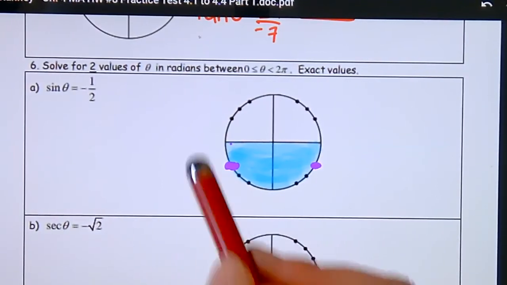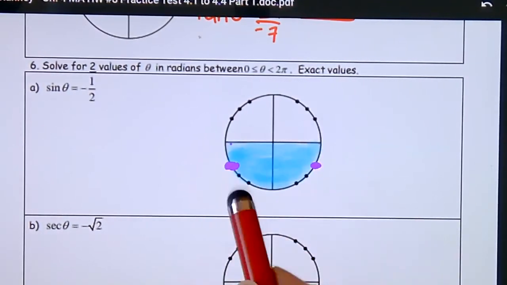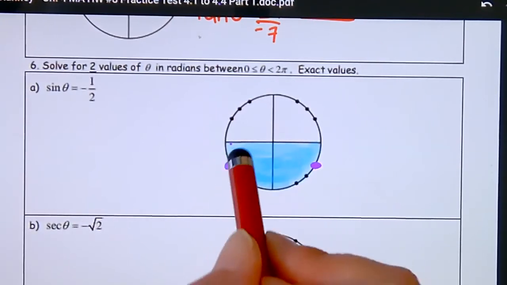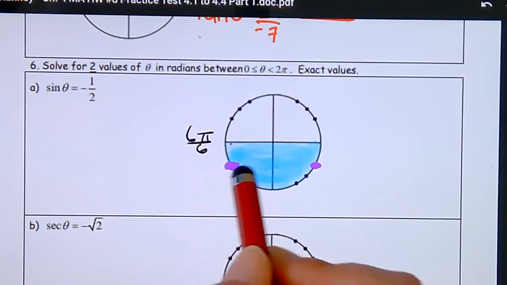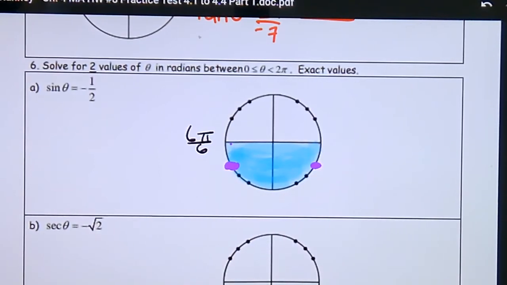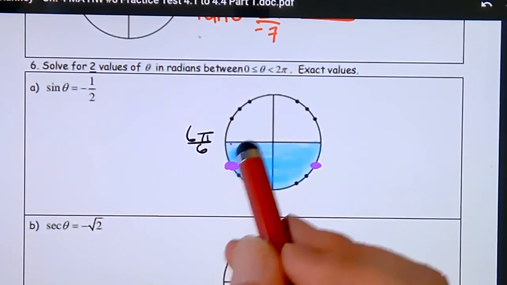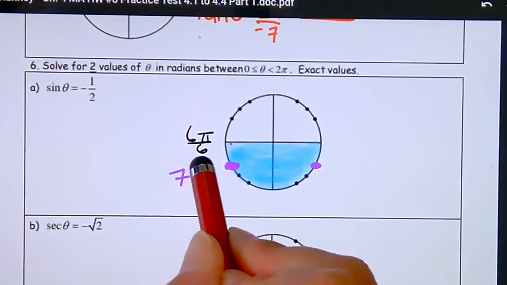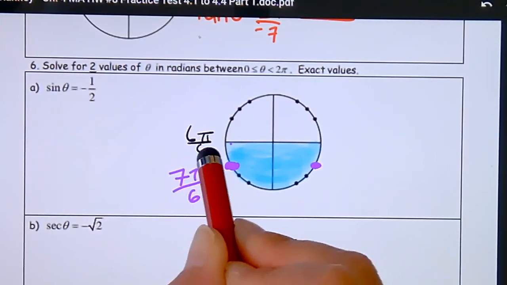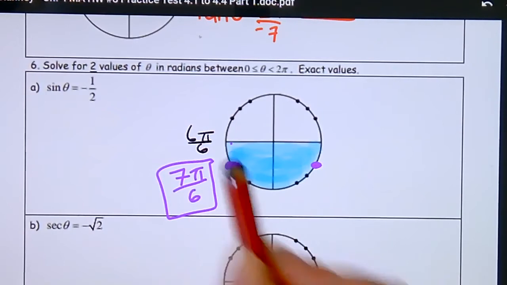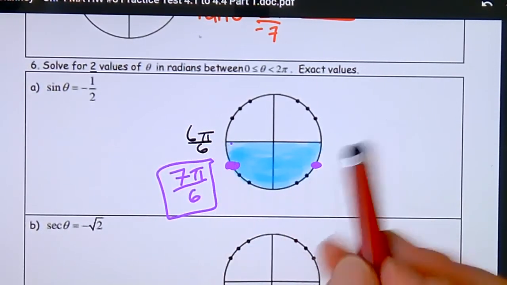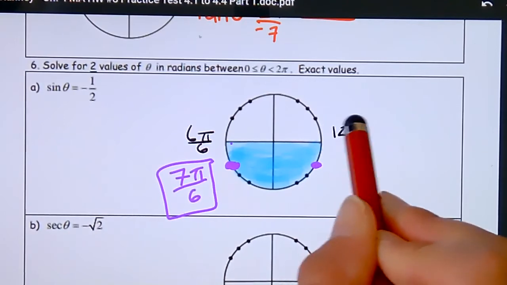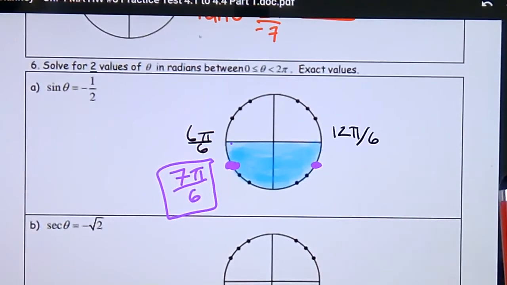So when I do this, I always convert my pi into whatever I'm dealing with. So if this is 6, this would be 6π/6. So that means this answer is one beyond that, so 7π/6. That's going to be one answer. That's where this is. Now, if this is 6π/6, then all the way around would be 12π/6. That's really 2π.